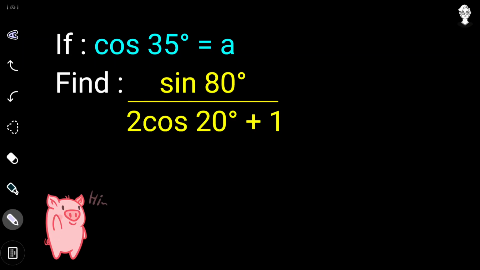So today we have a nice trigonometric question. It has been given that if cos 35 degree has a value that is equal to a, then find the value of sine of 80 degree upon 2 times cos of 20 degree plus 1 in terms of a. So let us see the solution. How can we solve this?